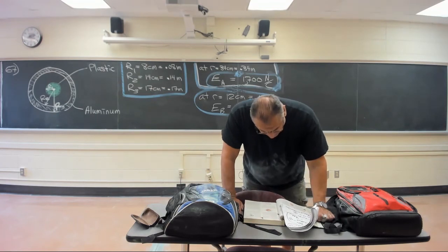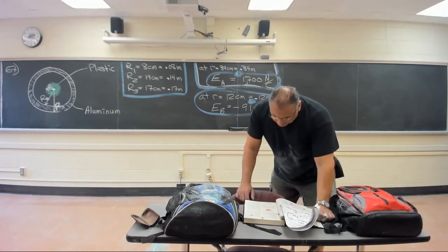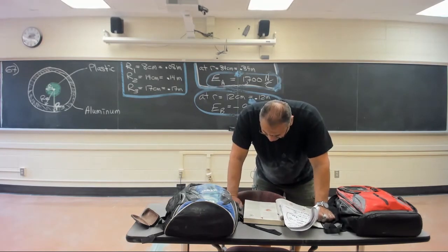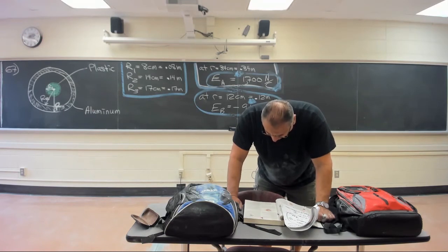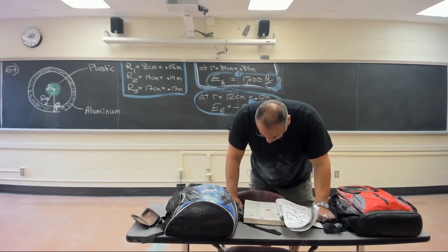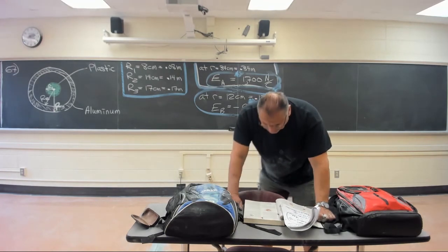Okay. There's a good amount we can say. In the end, guys, they want the net charges. What are the net charges on A, B, C? A. What are the net charges on the plastic sphere? B. On the aluminum spherical shell? C. What are the net charges on the inner and outer surfaces of the aluminum spherical shell?